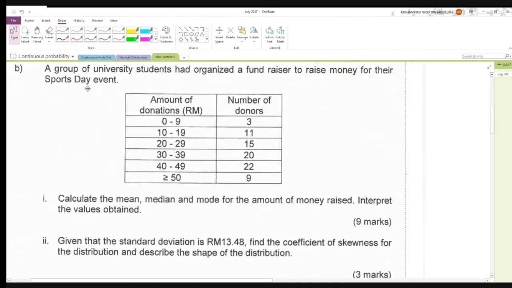For B, a group of university students had organized a fundraiser to raise money for the sport day event. So before we go for that, we will explain at the end. The question is to calculate mean, median and mode for the amount of money raised and interpret the value obtained. Once you get the value, then you need to interpret.